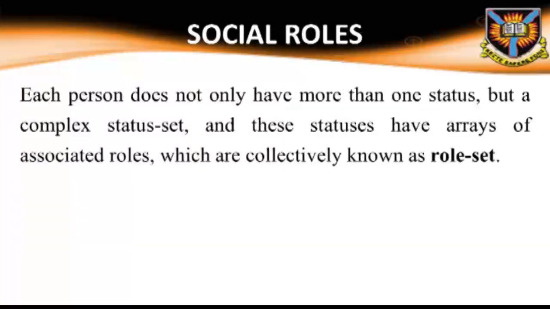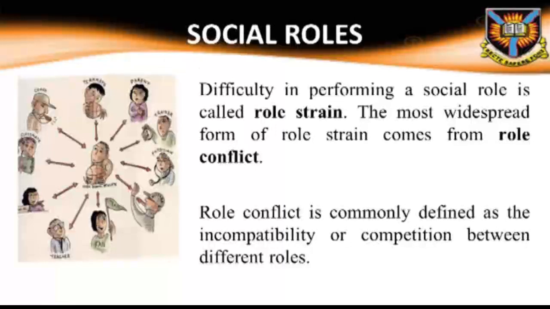Each person does not only have more than one status, but a complex status set, and these statuses have arrays of associated roles, which are collectively known as role sets. In real life situations, some roles are inherently more difficult to perform than others. Sometimes, a person is unsuited for an achieved role. Sometimes, a person is forced to perform a new role without any preparation. Difficulty in performing a social role is called role strain.